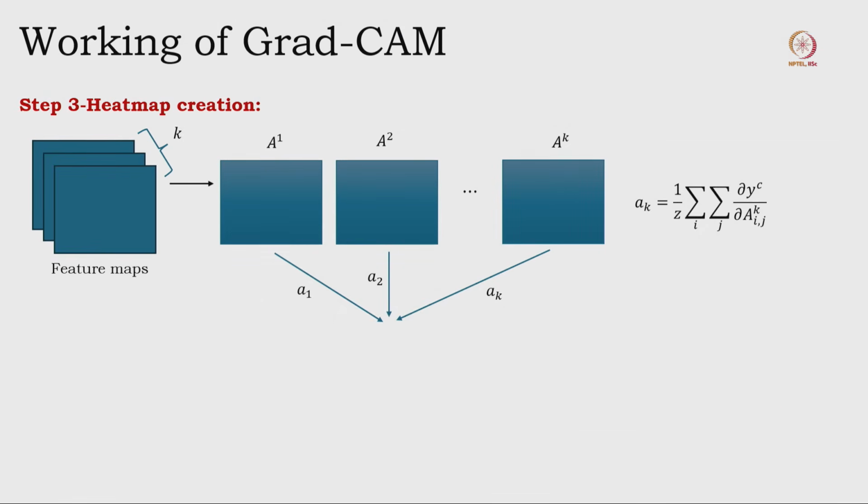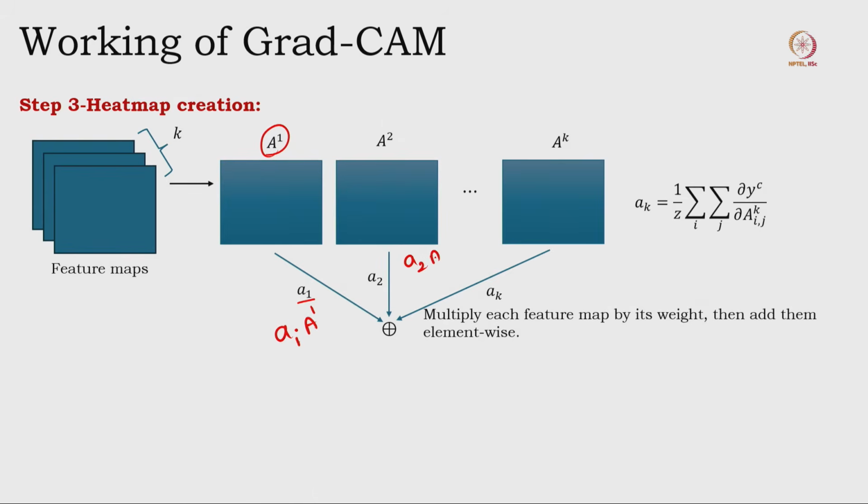Then the next step in Grad-CAM is we have to compute the heat maps. How do we compute the heat maps? We have calculated the weights. So now the next step is to do the multiplication. How do you do it? You will multiply each of the feature maps by its weight. You will take A1 and multiply it with its weight, A2 gets multiplied with its weight, and similarly, the weight of AK gets multiplied with the feature map AK.